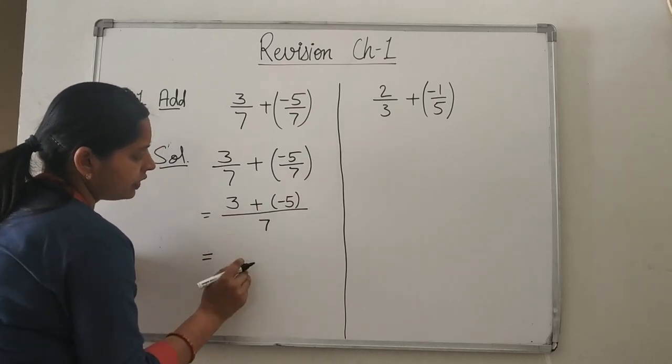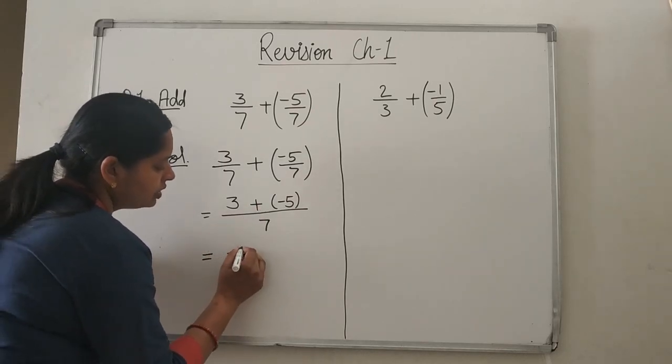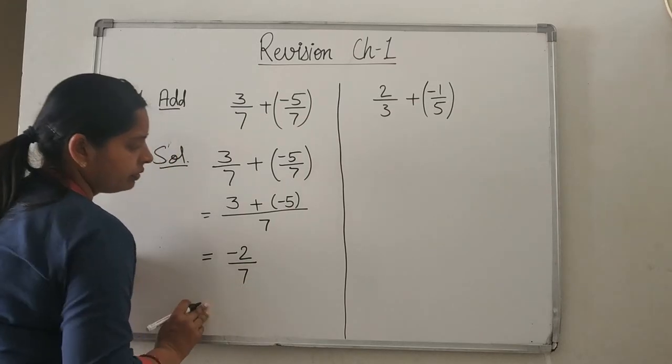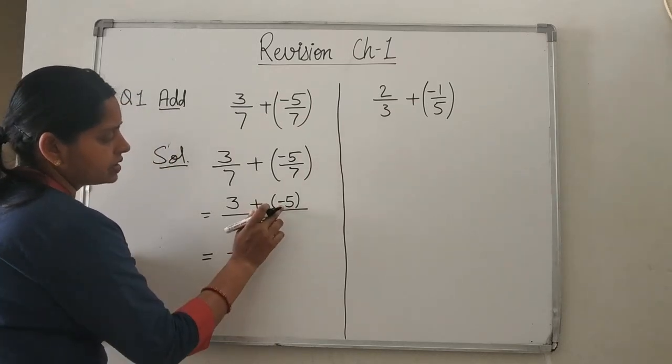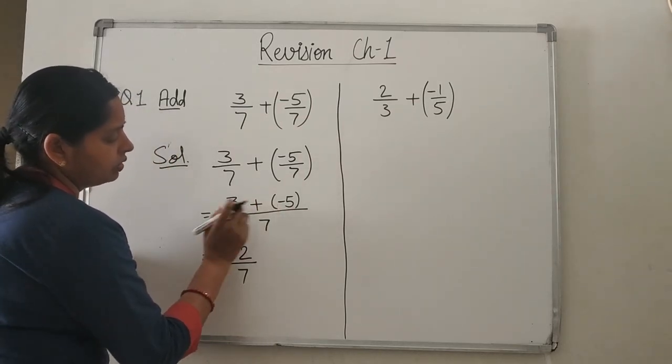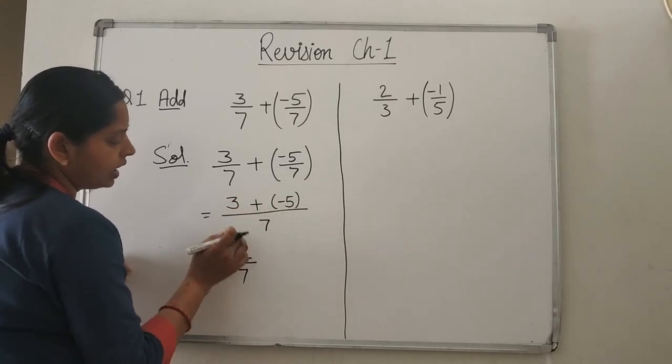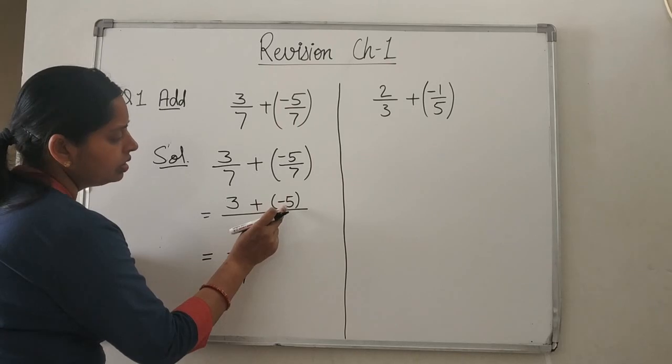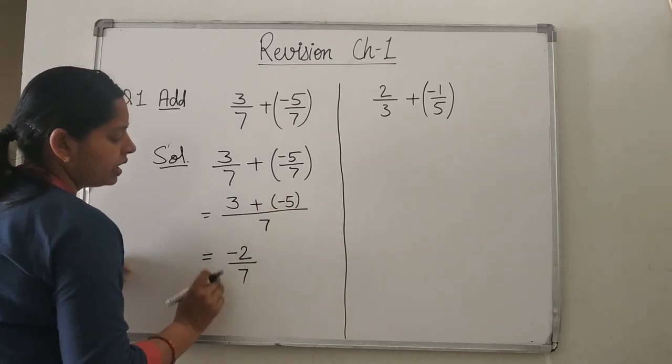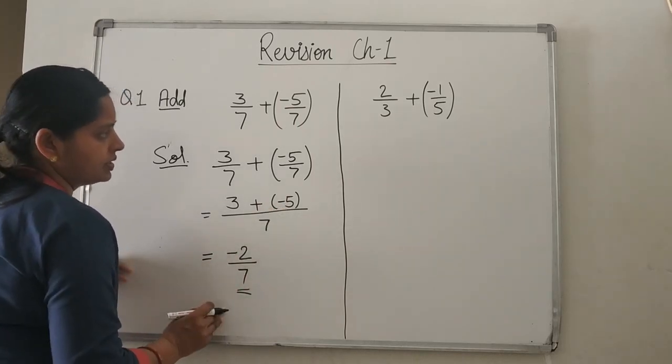3 plus minus 5 will give you how much? Minus 2 upon 7, because 5 is greater than 3. So you have to subtract, because both are having a different sign. You will subtract and the sign of the bigger numerical value, that is 5. So minus 2 by 7 is your answer.